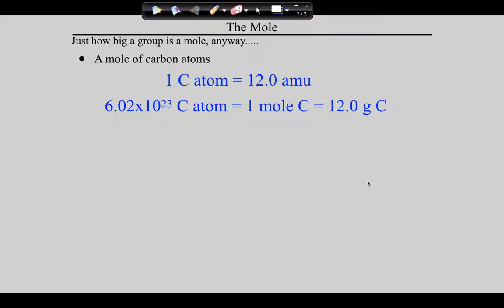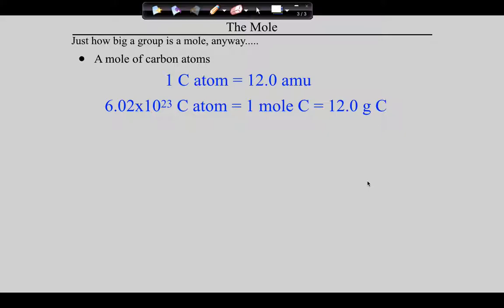So guys, let's pause and let's make sure that we can all say with confidence that what you just wrote down in blue, you can agree with. That 602 septillion carbon atoms is a mole. 602 septillion anything is a mole, but that weighs 12 grams. Are y'all feeling comfortable with that idea?